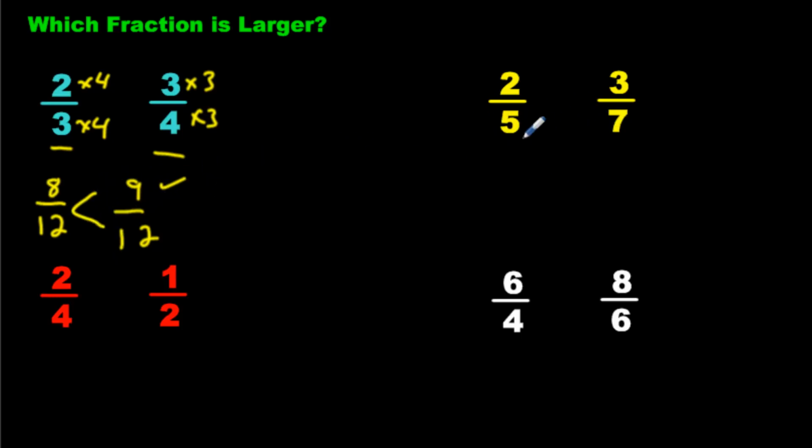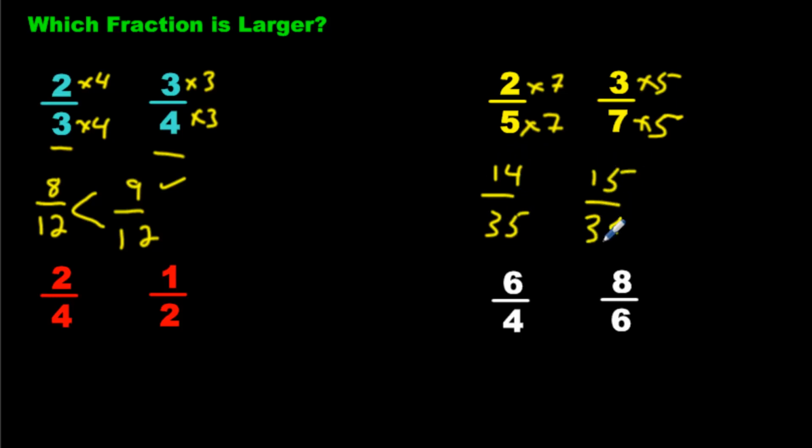Now these two, again, do not have equivalent denominators, so we have to make them equivalent. Look, I can times this by 7, times that by 7, and then times this by 5. Look, they'll be both 35. Times this by 5, and now I've got 14 over 35. And this one becomes 15 over 35. Yes, we have equivalent denominators. Now look at the tops. 14 or 15. Yes, that one's bigger.